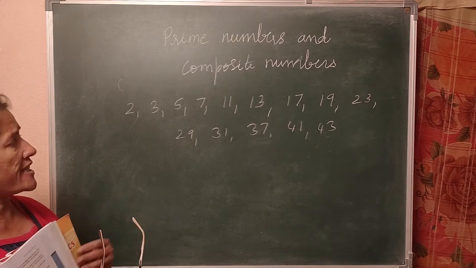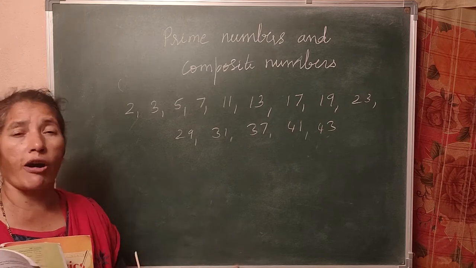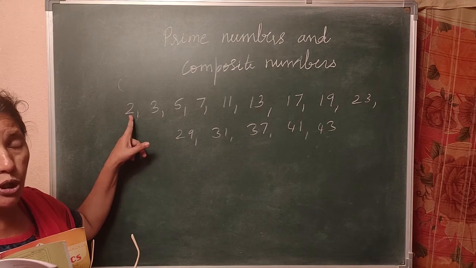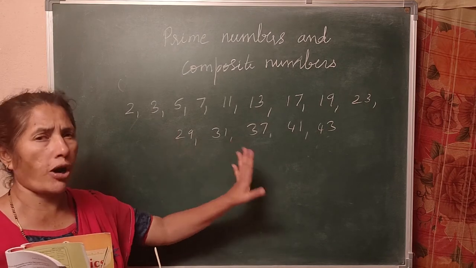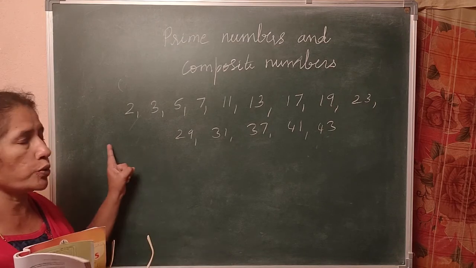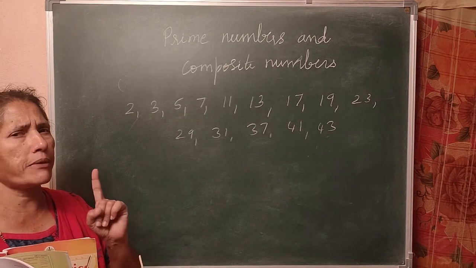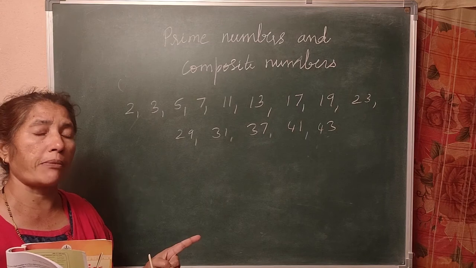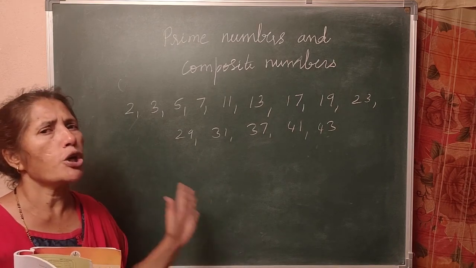Now look at these numbers. What type of numbers are they? They are all odd numbers except one number. What is that? 2. So I can say all prime numbers are odd numbers except only one number, 2. So if they ask which is the only even prime number? 2. Which is the least prime number? 2.